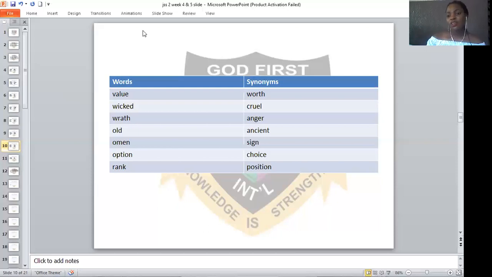Rank. She got to the highest rank on the game. The synonym for rank is position. She got to the highest position on the game.